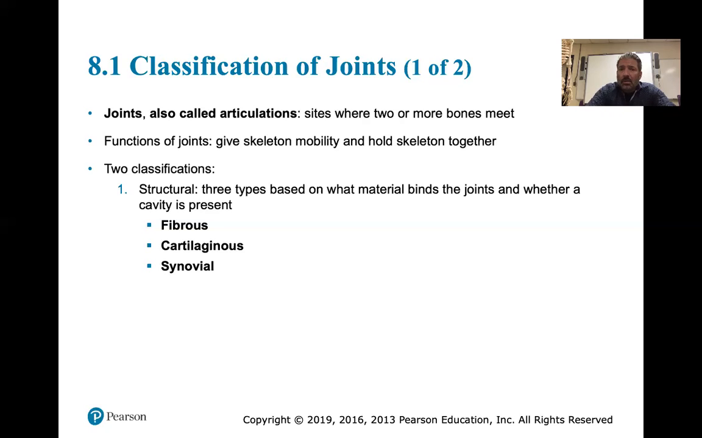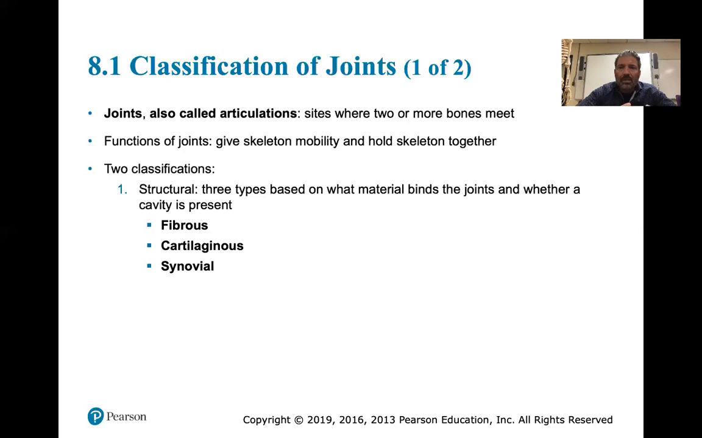Functions of joints, all right: they give the skeleton mobility and hold the skeleton together. I've got a couple here, but all these joints are what's giving it mobility and flexion, extension, circumduction, and we'll go over all those motions today and what they mean as far as angle and things like that. So there are two classifications: there's always a structural and there's always going to be a functional. For structural, just start thinking anatomy. Functional is more physiology.